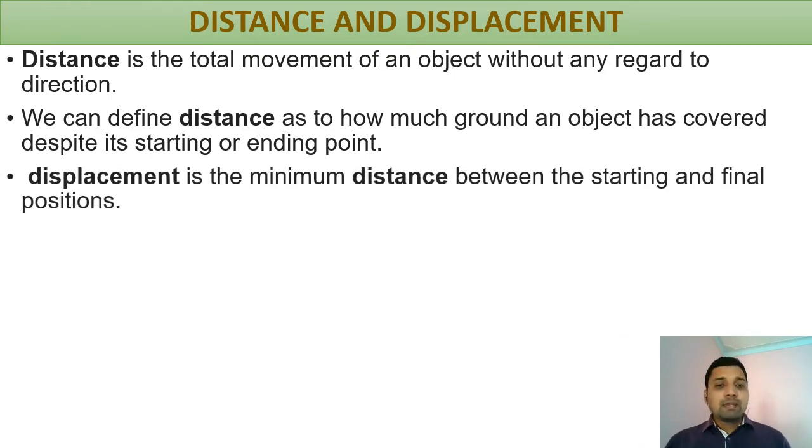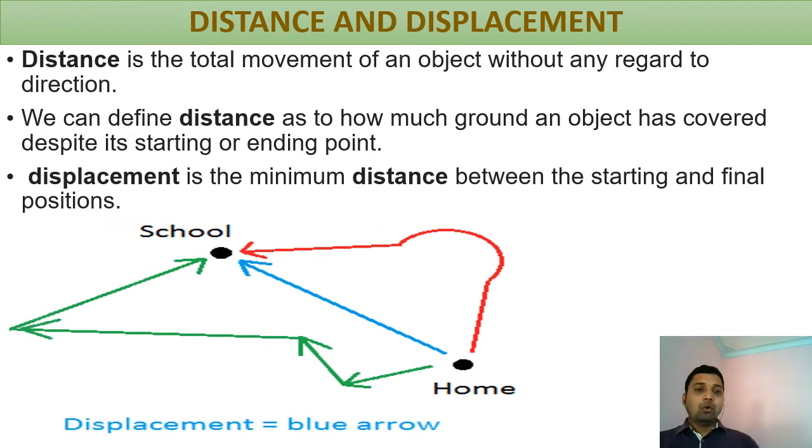Another one is displacement. Displacement is the minimum distance between the initial point and the final point. Or displacement is the perpendicular distance between the starting point and the end point, because the perpendicular distance is always the smallest. If we look here, from home to school we have three paths: the first green, another red, and the third blue. This blue arrow shows the displacement because it is the shortest path, the straight way from home to school. We can take any path, either the green or the red side, and both of those are distance.